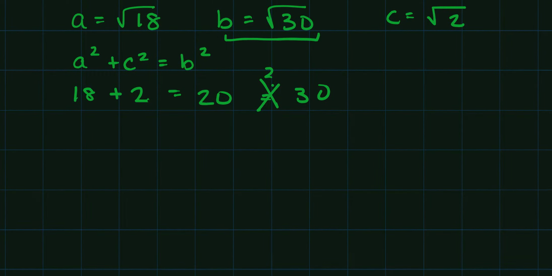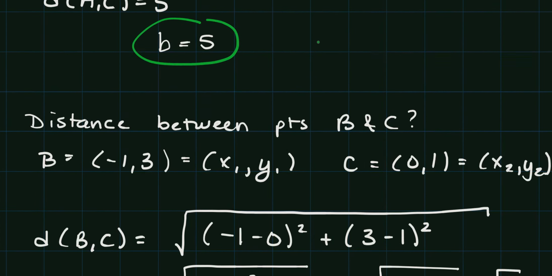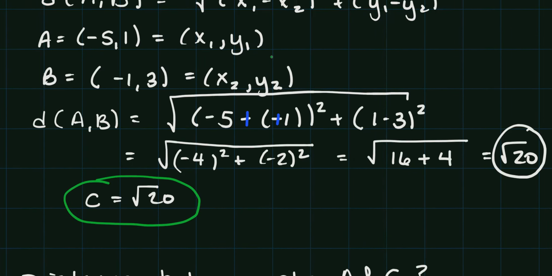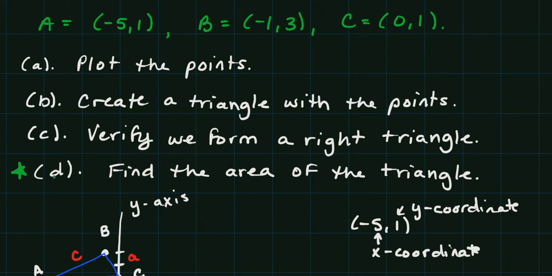Okay, and so the last part of this problem was to find the area of the right triangle. Let me just scroll back up so we can see that problem. You should probably have it written down. Sorry, I have to scroll up all this way. Yeah, so this is the last thing we need to do. Find the area of the triangle.